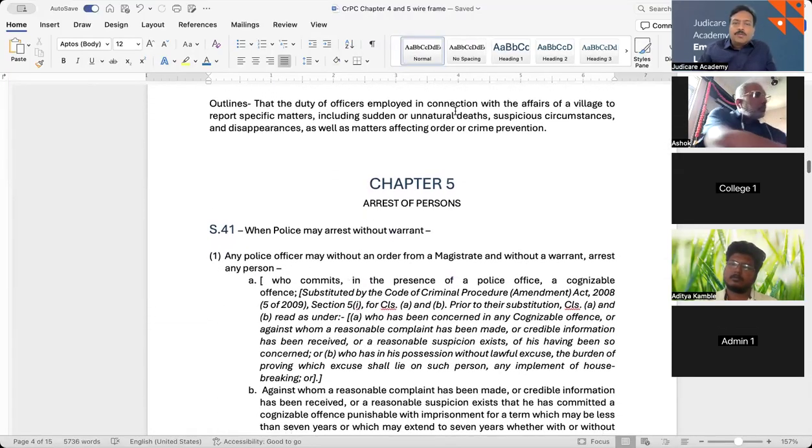So the duty of officers employed in connection with the affairs of the village is to report such matters, including sudden or unnatural deaths, suspicious circumstances, and disappearances, as well as matters affecting order or crime prevention. Okay, so all those things have to be taken care of. Now, with this, we move to chapter 5. But before that, let's summarize what we have seen in chapter 4.